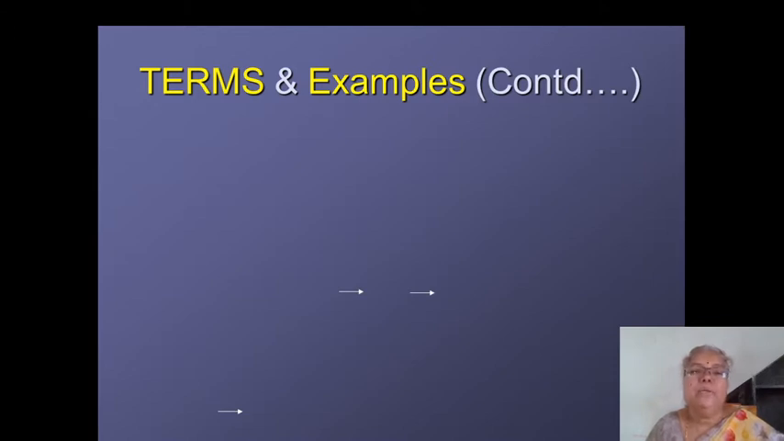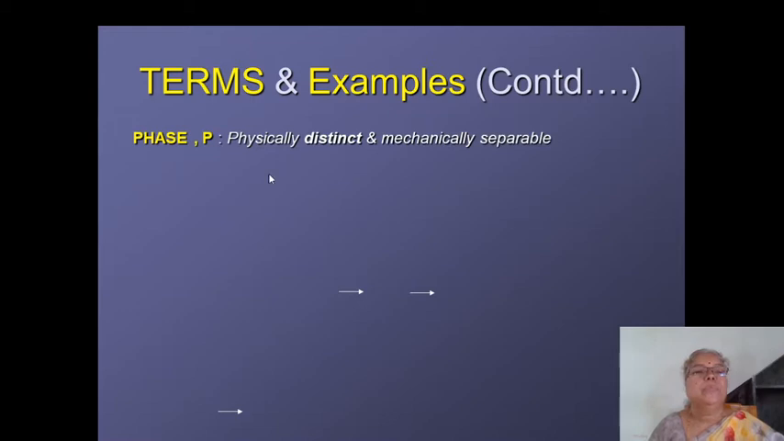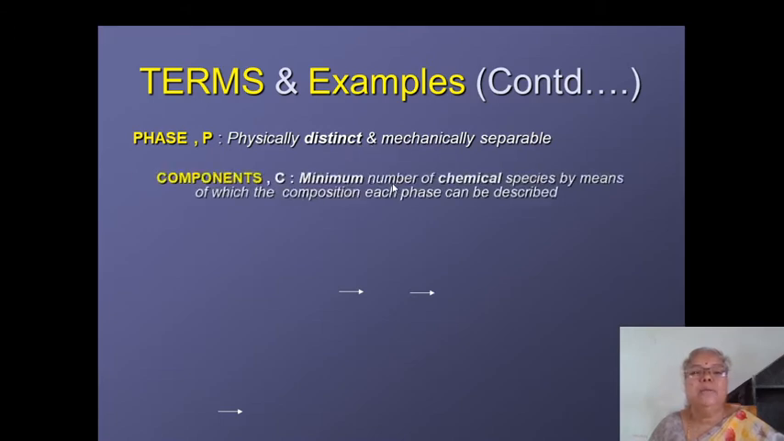Okay? At first, all of you have studied the phase. Phase means it is a homogeneous throughout, physically distinct and mechanically separable portion of the system. So, the terms and examples here. First term is the phase. Phase is a physically distinct and mechanically separable portion of the system.